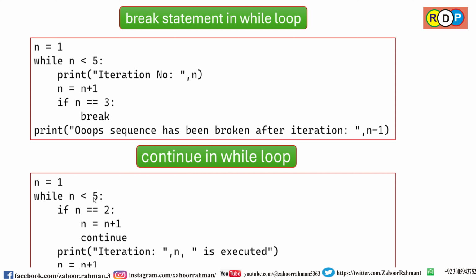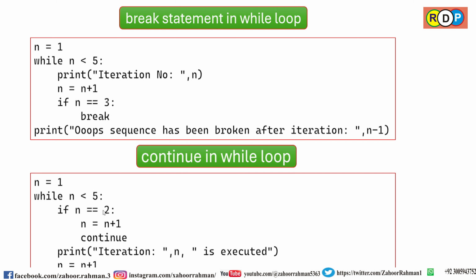2 is less than 5, and here I am putting a condition that if n is equal to 2, then n is equal to n plus 1. Increase the value of n by 1, and it will increase it, and then will continue, will not execute this. Continue will move you to the beginning of the loop, and it will check whether 3 is less than 5. Yes, it is less than 5.